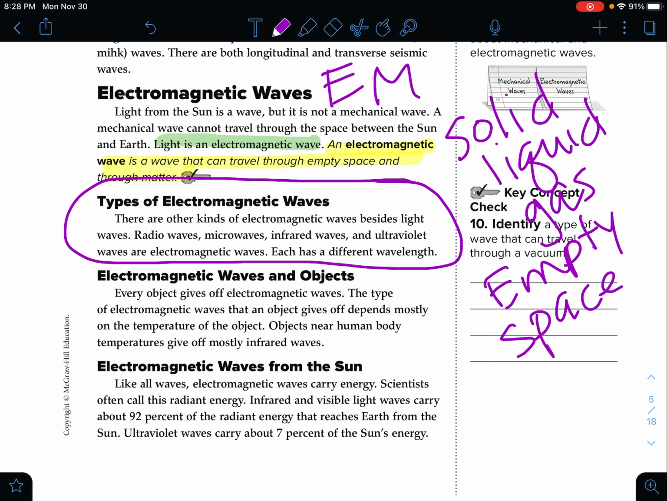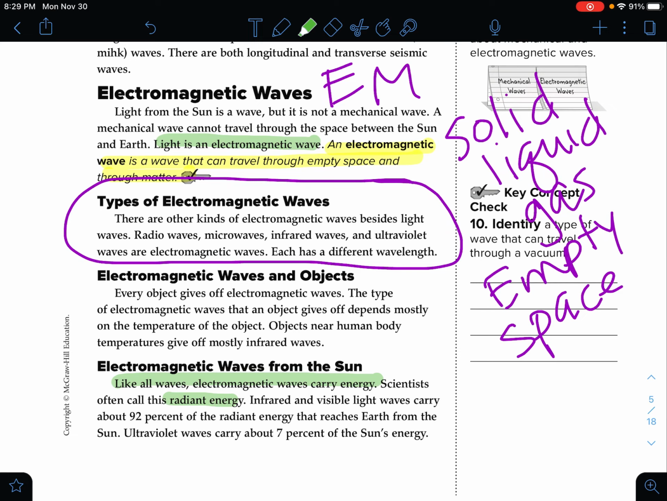EM waves from the sun. Like all waves, EM waves carry energy, okay? So we're going to go ahead and mark that. So waves carry energy. Just plain and simple, waves carry energy. So our EM waves are also going to carry energy. Scientists often call this radiant energy. Infrared and visible light carry about 92% of the radiant energy that reaches Earth from the sun. Ultraviolet carries about 7%. So that just leaves a little bit for the other ones, right? Okay, so we're going to have much more talk on EM waves. So this was just a really quick introduction to them, all right?